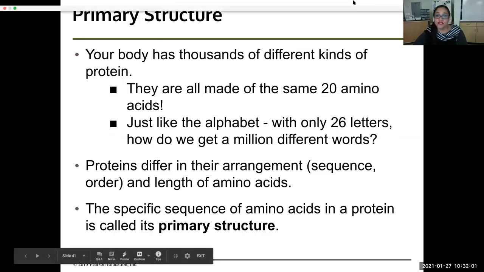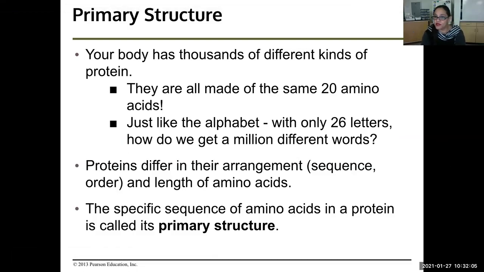Primary structure. Your body has thousands of different kinds of proteins. They're all made of the same 20 amino acids, just like the alphabet with only 26 letters. How do we get a million different words? You just rearrange the letters in different ways, in different orders, different lengths. Some words are 2 letters long, some words are 13 letters long.